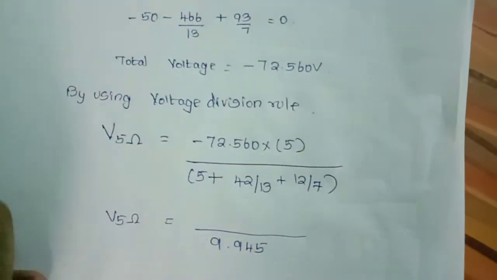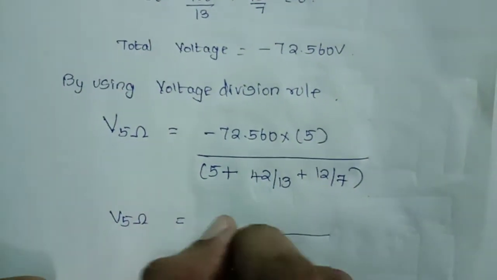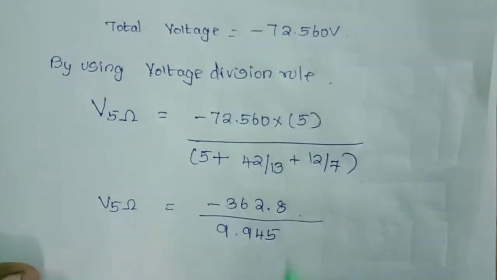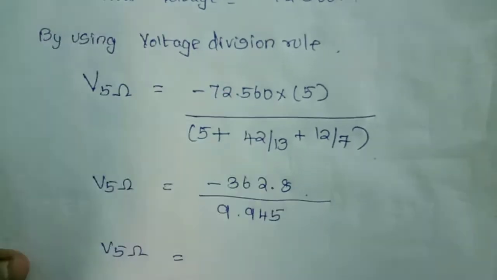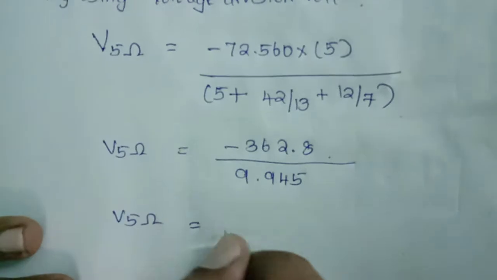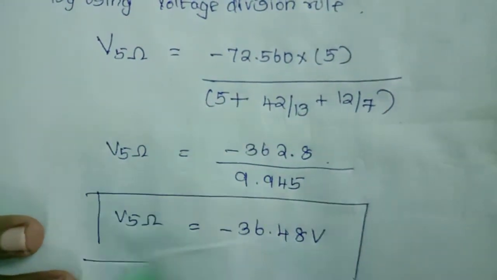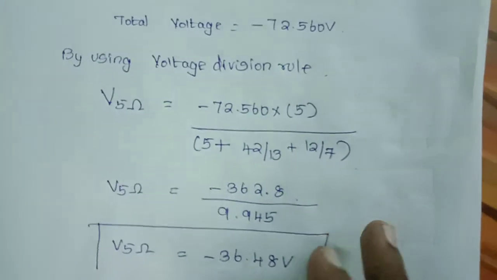Here the voltage is 72.560 into 5. You will get minus 362.8. If I am simplifying with 9.945, you will get the answer as minus 36.48 volt. This is by the source transformation technique.